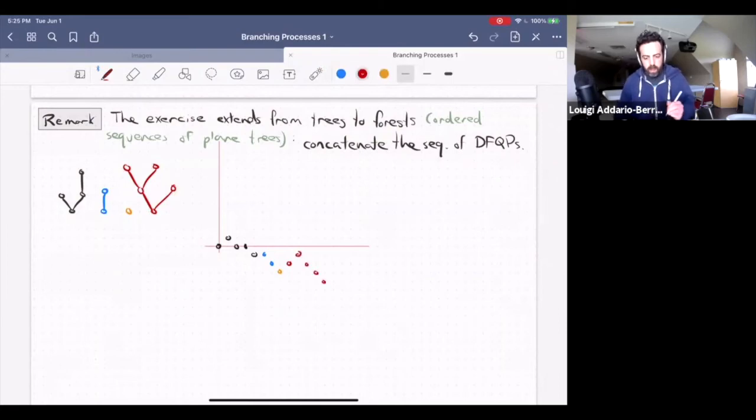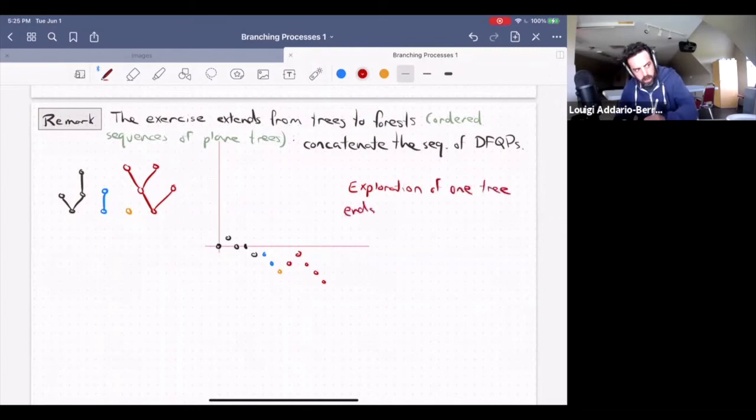Okay, so this is really the concatenation of the depth first queue processes of these four trees, where for each one you sort of recenter your coordinate axis at wherever the previous exploration stopped. Okay, so in this exploration, the exploration of one tree ends, and the next tree starts.